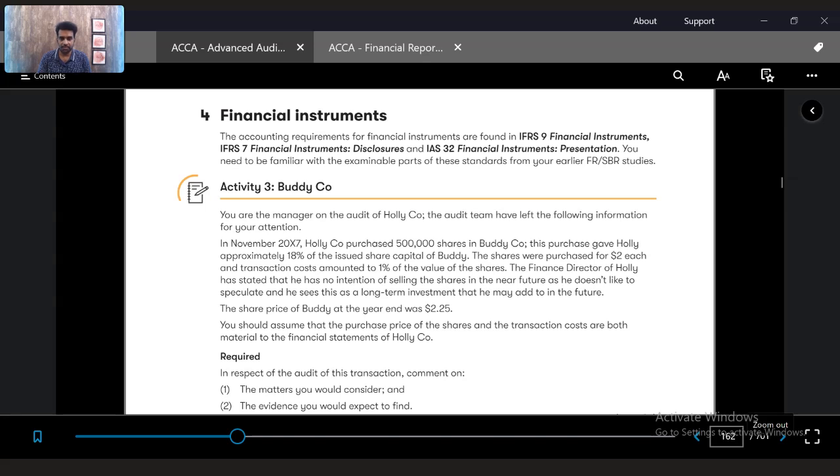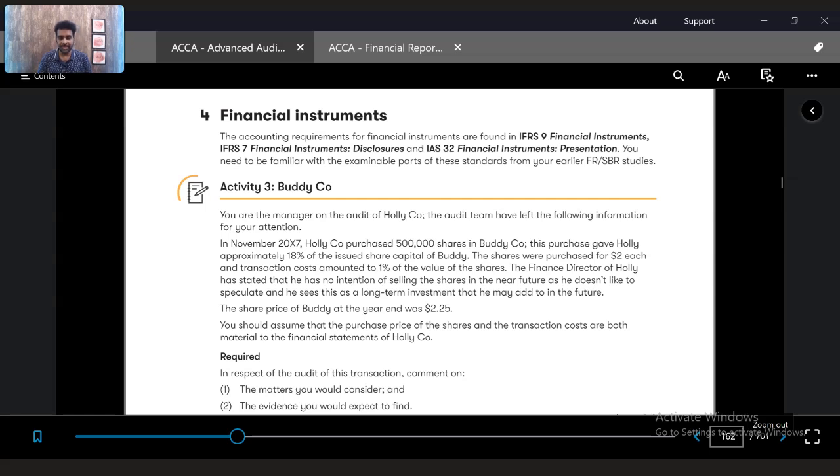Like how do you present them? Do you present it in current liability, non-current liability, or equity versus non-current liability? For example, convertible debentures. It's a combined instrument, which means it has a debt as well as an equity component, and it has to be presented in both. So you are required to know all these as part of your financial reporting and SBR studies.